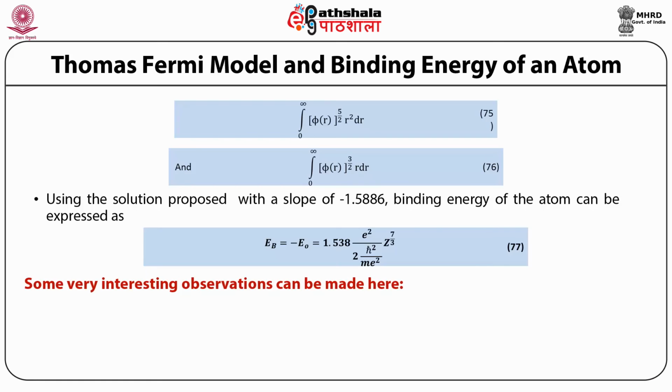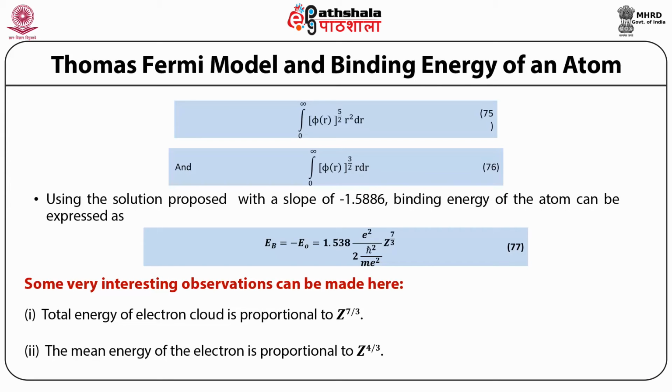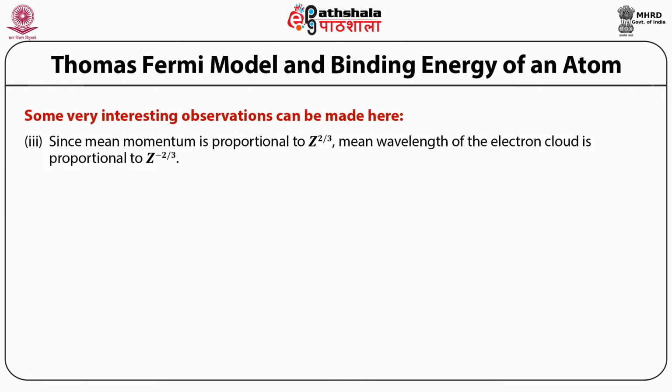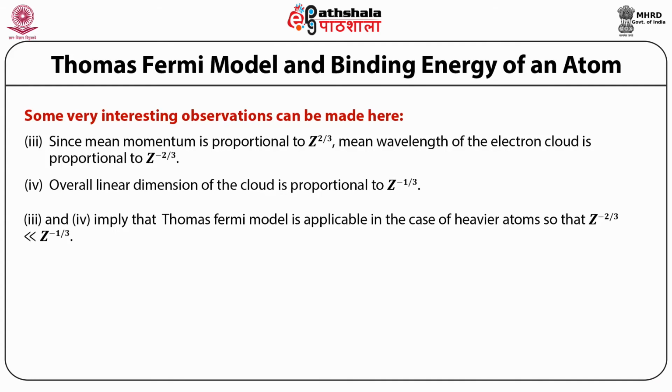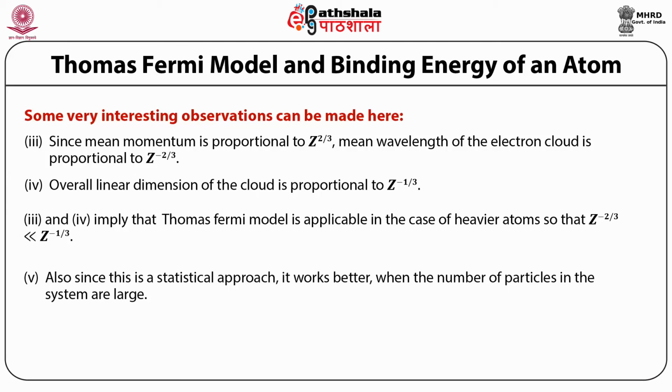Some very interesting observations can be made here. Number one, the total energy of the electron cloud is proportional to Z^(7/3). Two, the mean energy of the electron is proportional to Z^(4/3). Three, since mean momentum is proportional to Z^(2/3), the mean wavelength of the electron cloud is proportional to Z^(-2/3). Four, the overall linear dimension of the cloud is proportional to Z^(-1/3). Third and fourth imply that the Thomas-Fermi model is applicable in the case of heavier atoms, so that Z^(-2/3) is very, very much less than Z^(-1/3). Also, since this is a statistical approach, it works better when the number of particles in the system is large.